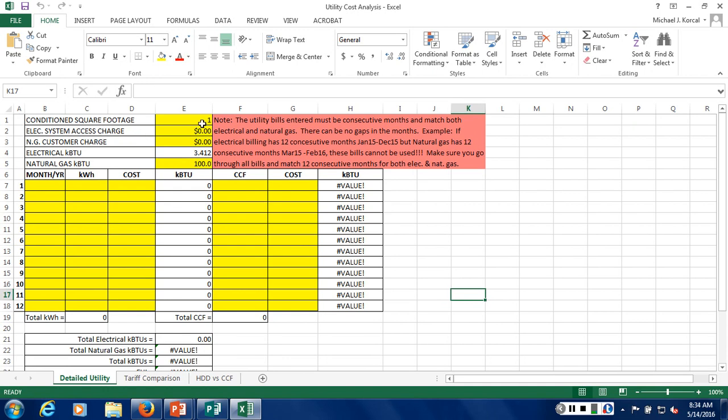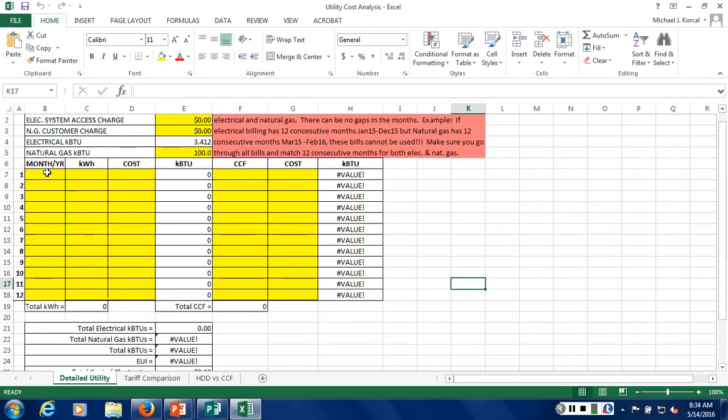So you need the conditioned square footage for Artworks. You need to look at the utility bills and put the access charges on. Those are the flat rates for the billing. What that's meant for is it'll eventually calculate some numbers that are important for HAP. The electrical kBTU is a fixed value. Natural gas is going to be 100 BTU unless it says otherwise on the utility bill.